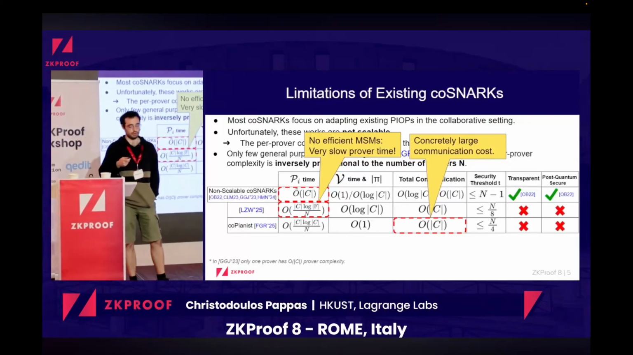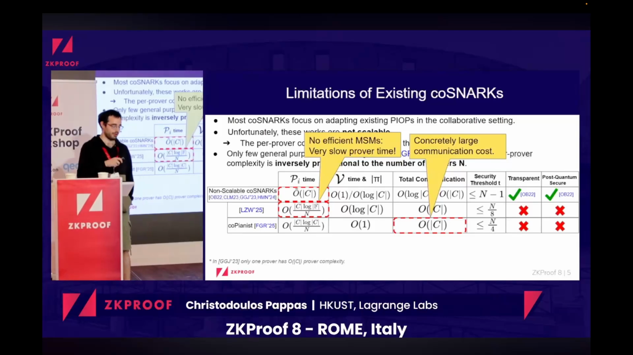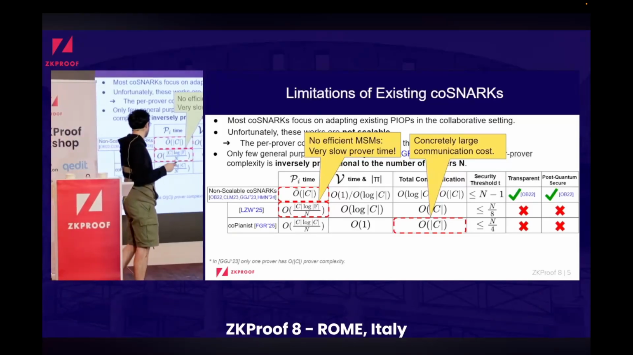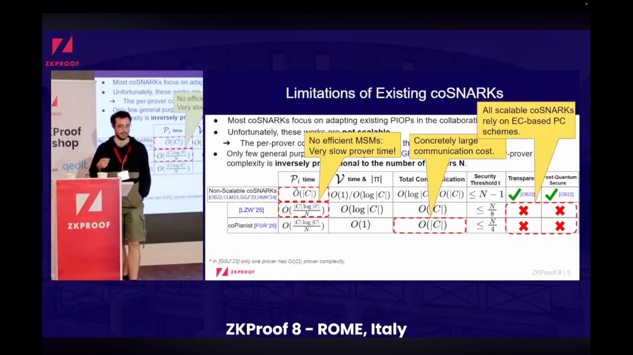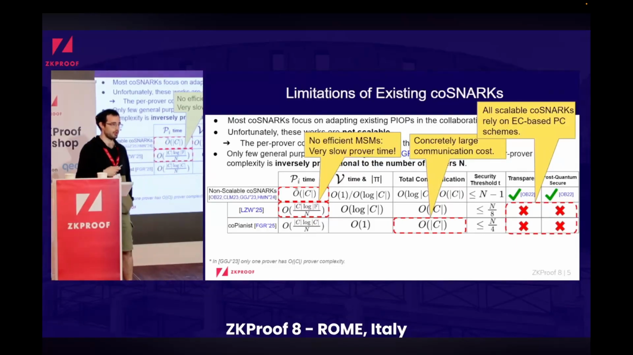And also, those two works are not transparent and not post-quantum secure, compared to some non-scalable co-SNARKs. And that's because they rely on elliptic curve-based polynomial commitment schemes.